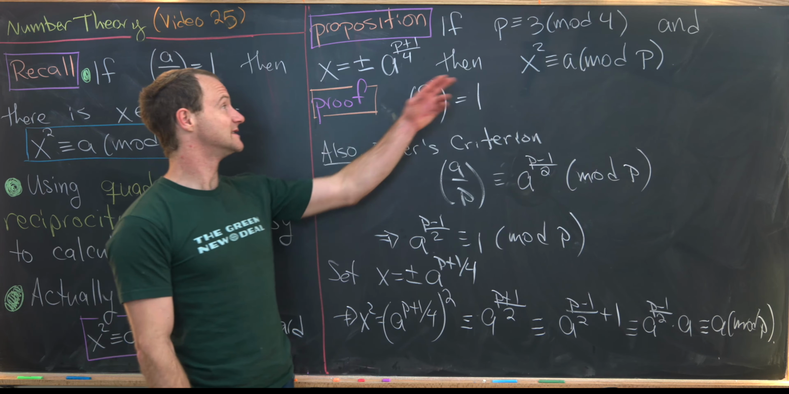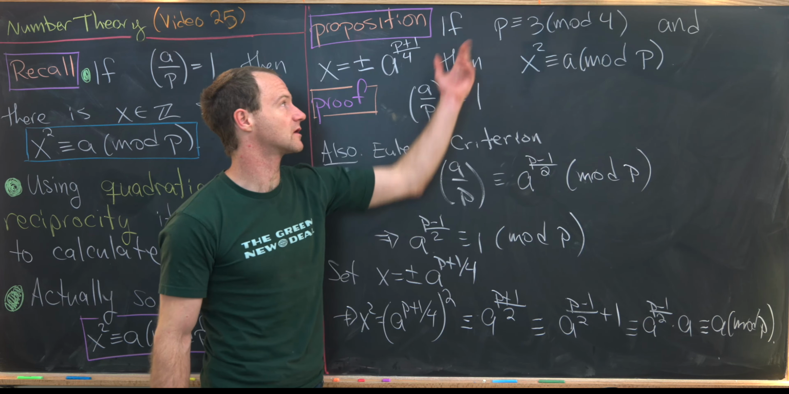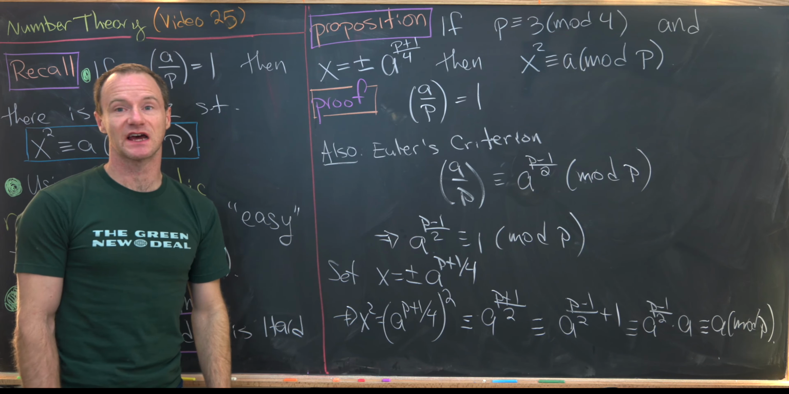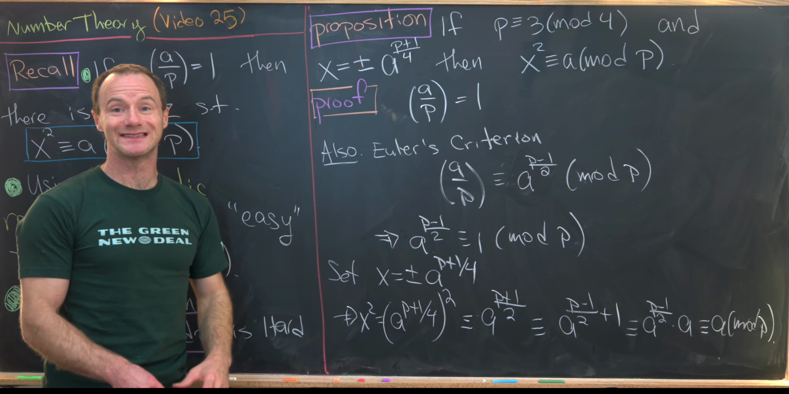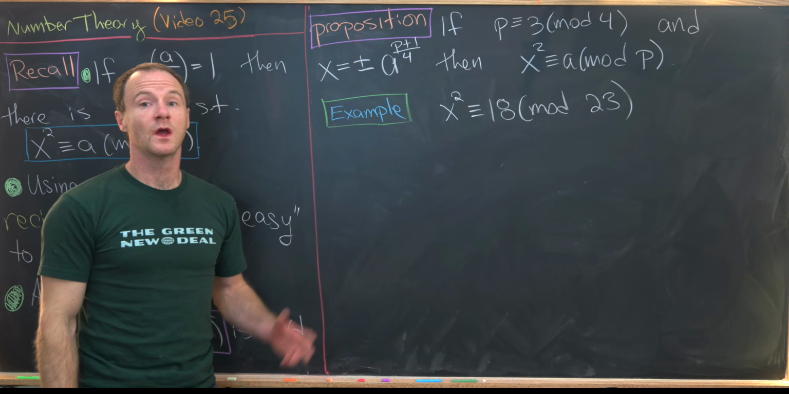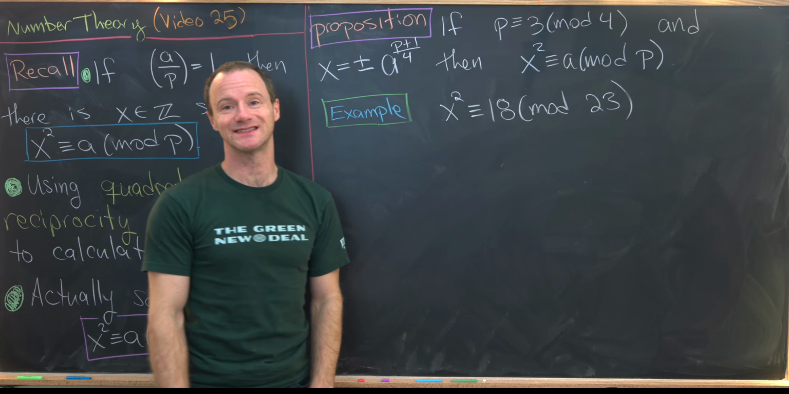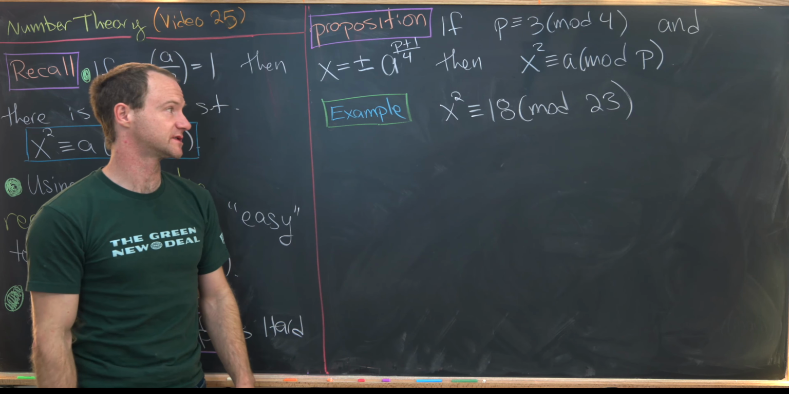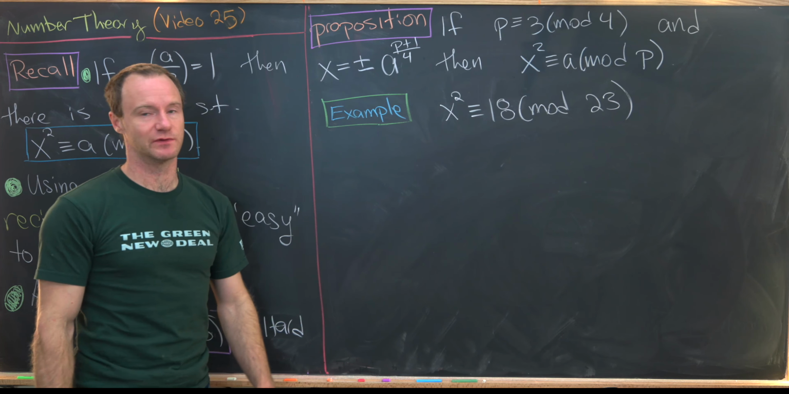So in fact, this can be used to construct a solution to this type of congruence in the case of these types of primes. Okay, let's get rid of the proof and we'll do an example of this in action. Now that we've got a technique for constructing solutions to this type of quadratic congruence, let's look at an example highlighting this type of solution.